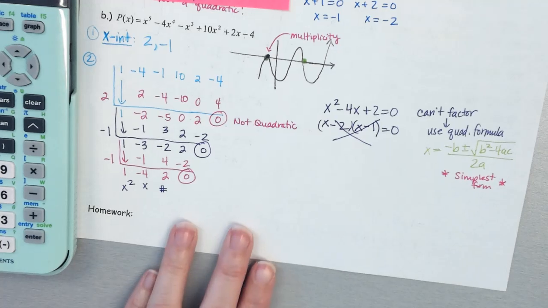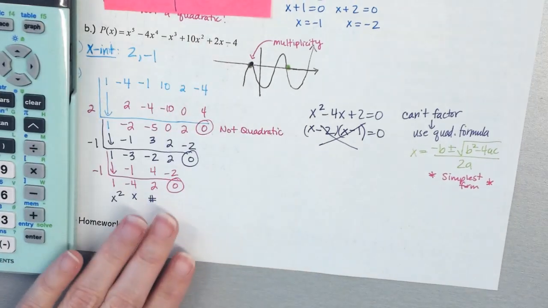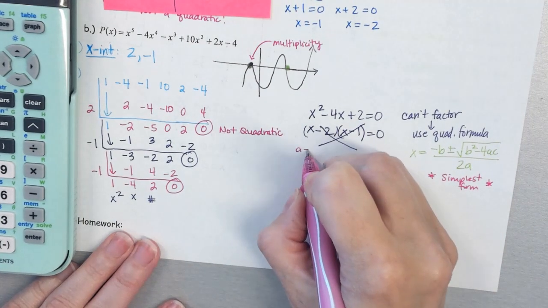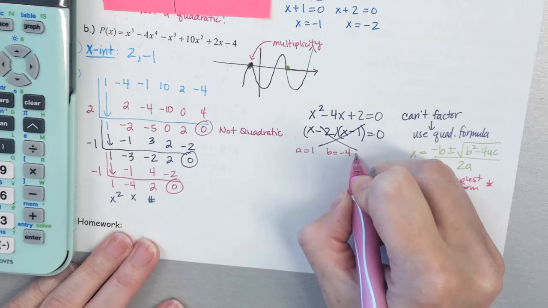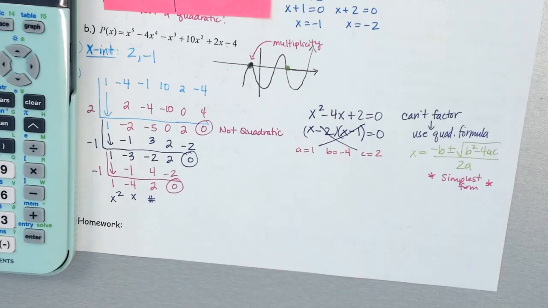Do you guys want me to let you try it by yourself? Okay. So a is 1, b is -4, c is 2. All right, so let's plug it in and see if we can do it.